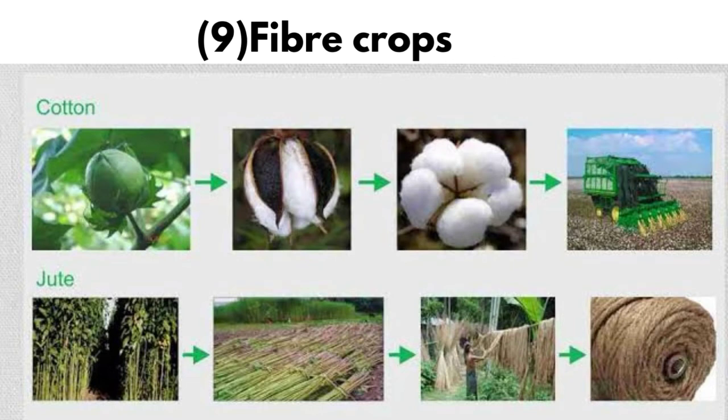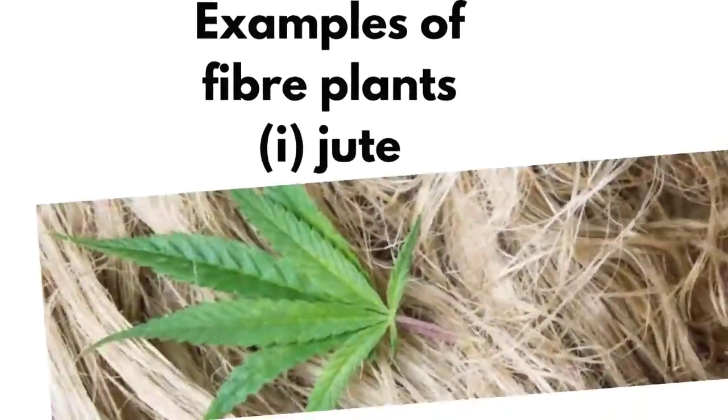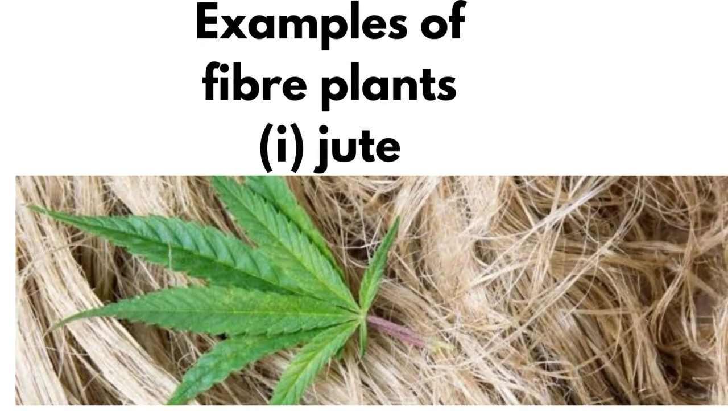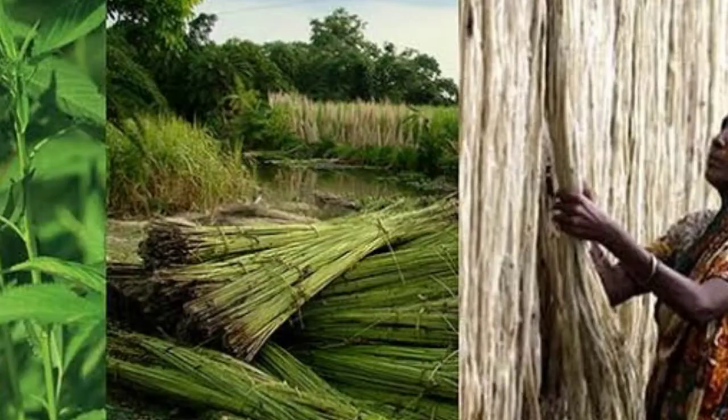Number nine, we'll have the fiber crops. Wow, these ones are the ones that, imagine the world without fabrics. Imagine the world without sweater. Imagine the world without wool, without cotton wool. So these fiber crops provide fiber for man. Examples of fiber plants will have number one, the jute. The jute is used in the manufacturing of clothes, fabrics, etc.